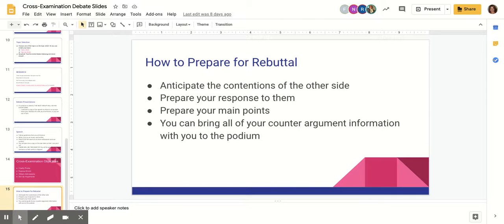One of the things that goes along with cross-examination debate, though, is something called values and definitions. And that's what we're going to go into next.